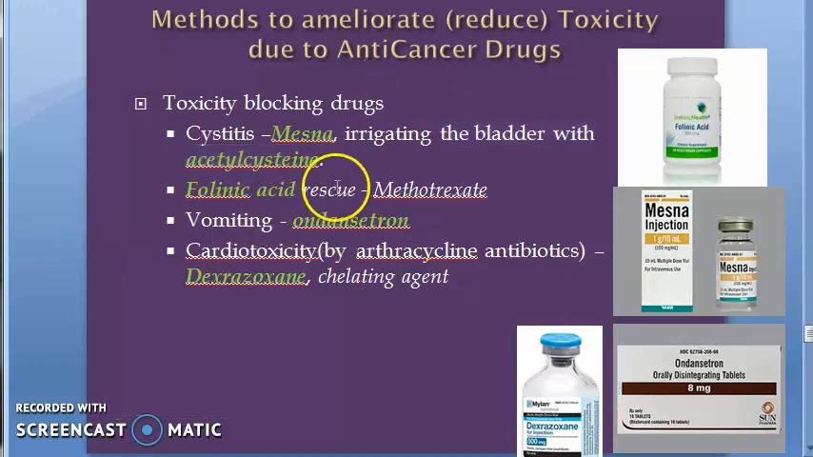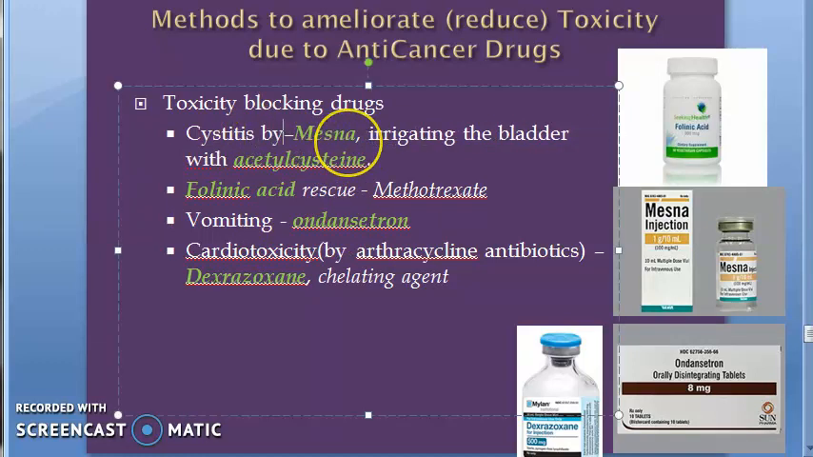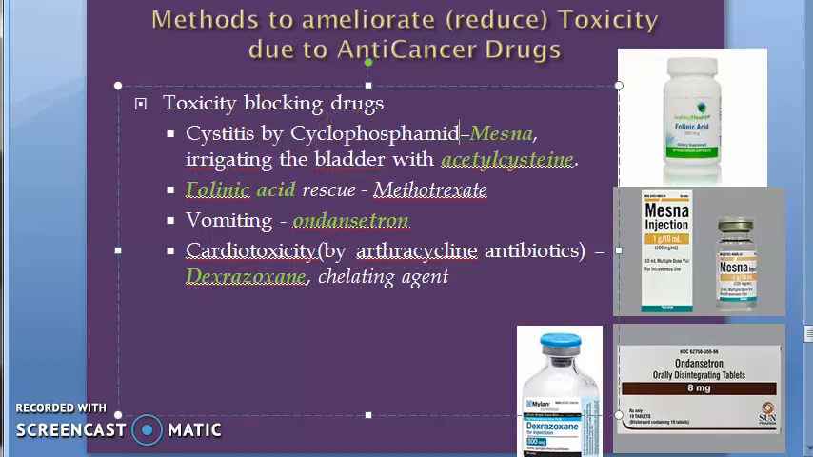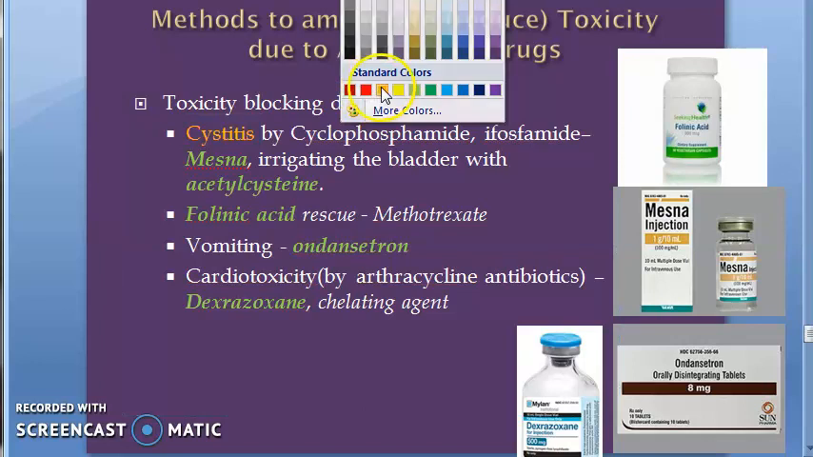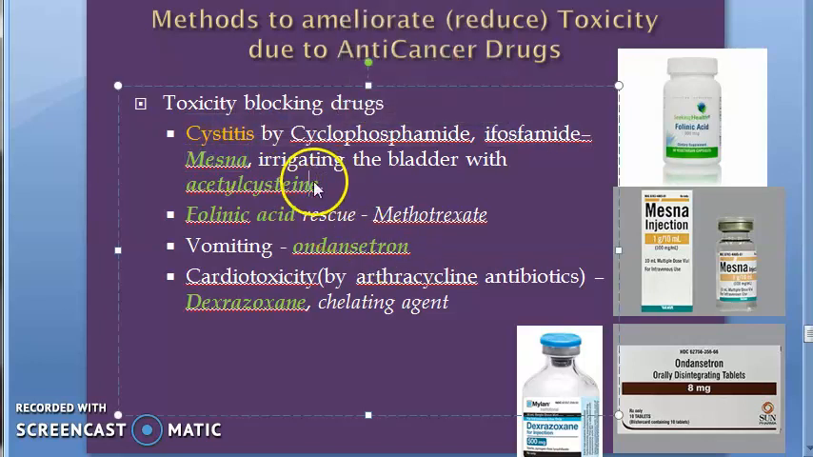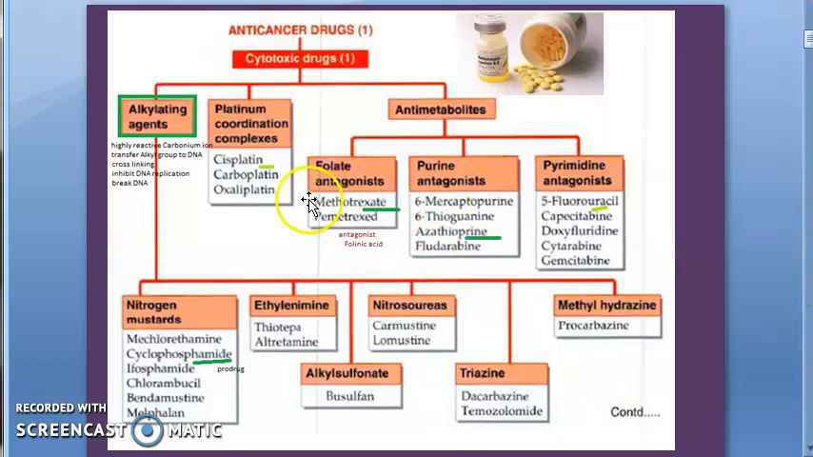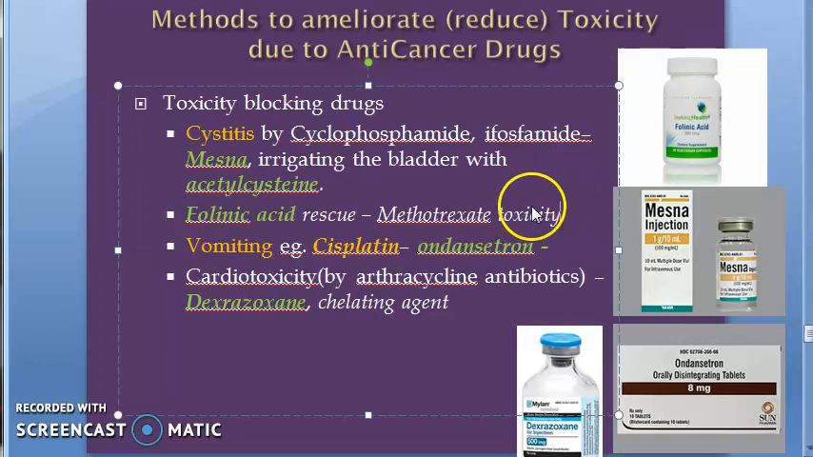Then coming to cystitis by cyclophosphamide and ifosfamide. Because of these, if you have cystitis, then you will cure that by giving mesna and also irrigating the bladder with acetylcysteine. If you are giving methotrexate, which is a folate antagonist, then you have to give folinic acid rescue. To handle methotrexate toxicity, give folinic acid.